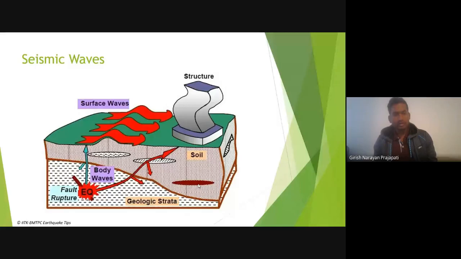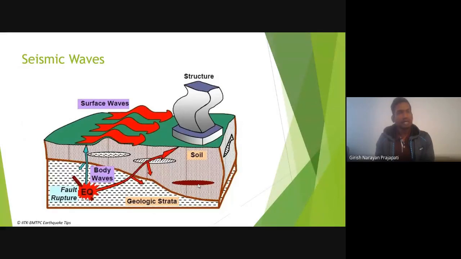Now we know what an earthquake is. An earthquake is caused by the sudden slip when two tectonic plates are moving away from each other, or moving up, down, or in a lateral direction. After the earthquake, there are seismic waves. The large strain energy released during an earthquake travels as seismic waves in all directions through the earth's layers, reflecting or refracting at each interface.